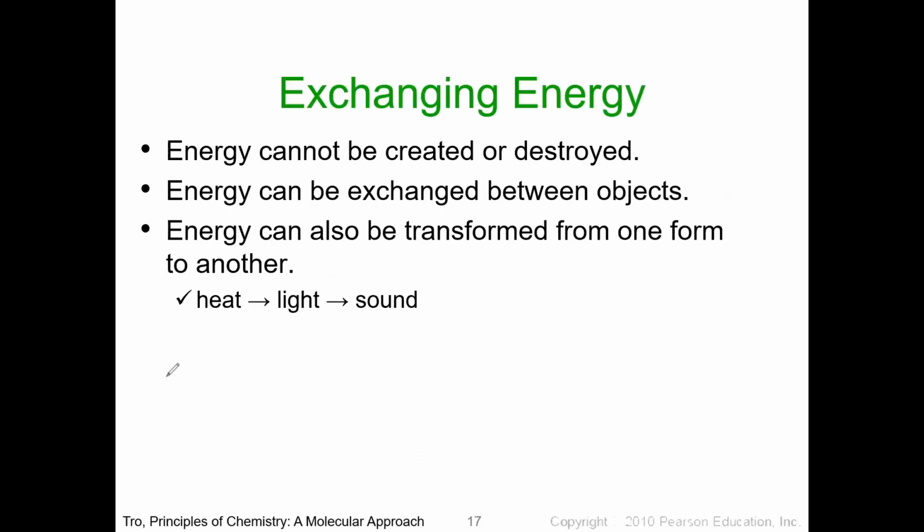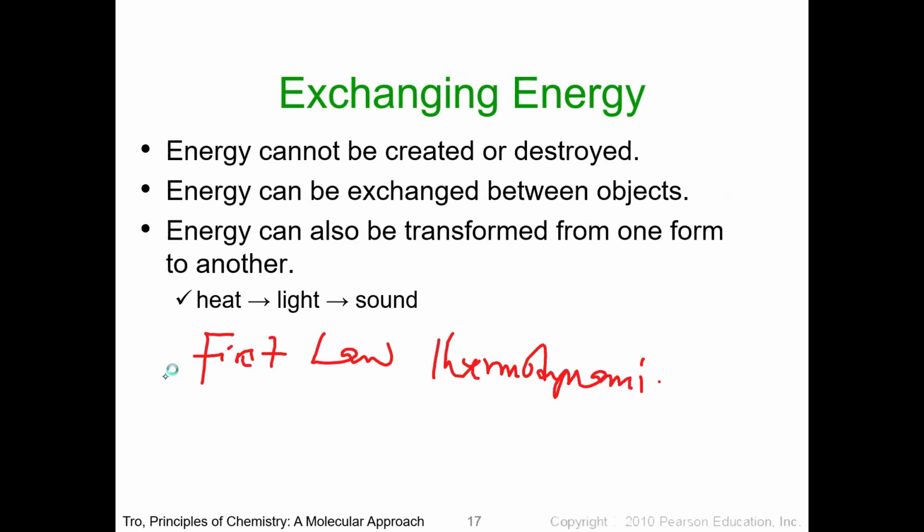So then the next thing that we are going to look at is exchanging energy. According to the first law of thermodynamics, the law states that energy can neither be created nor destroyed. So energy can be exchanged between objects. Energy can neither be created nor destroyed, but it can be exchanged from an object, and it can change from one form to another.